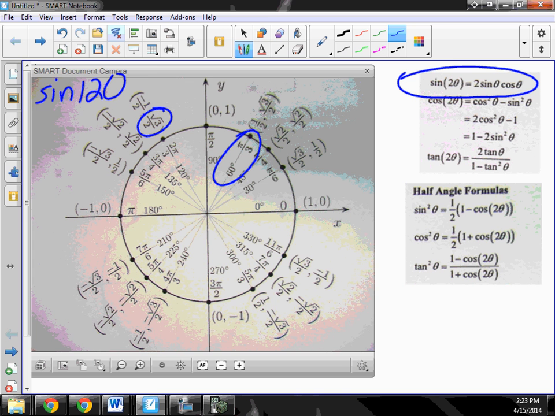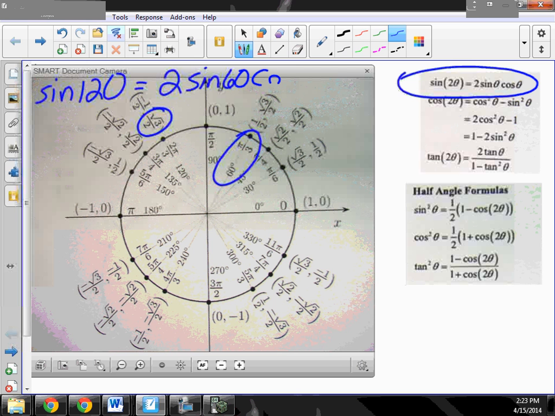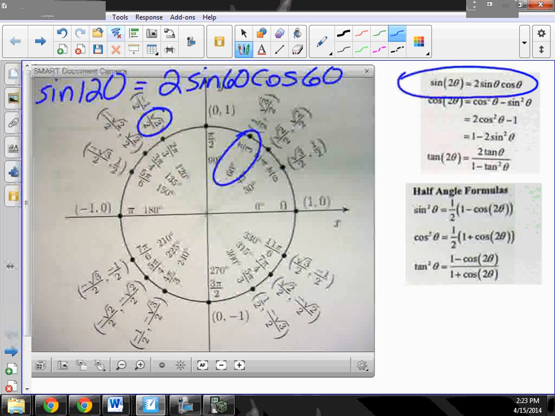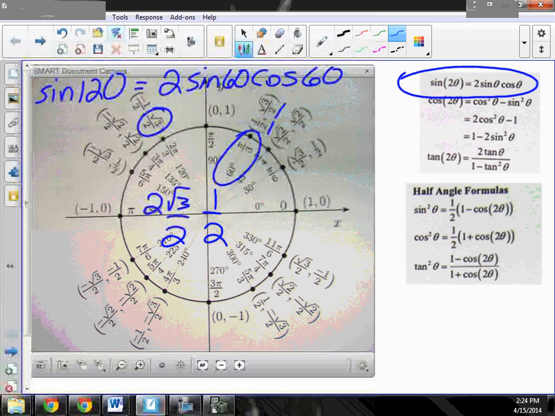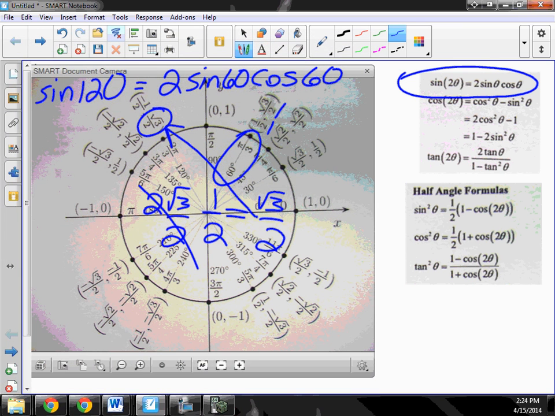So that's pretty easy. 2 sine of 60 cosine of 60. What is the sine of 60? It's the y value. So 2 root 3 over 2. What is the cosine of 60? The x value, 1/2. So those two cancel, and I get root 3 over 2, which is the sine of 120. Piece of cake, right? All right.